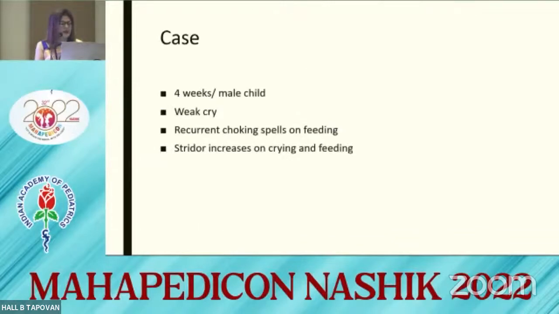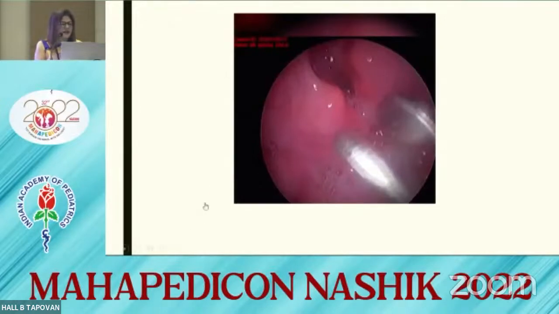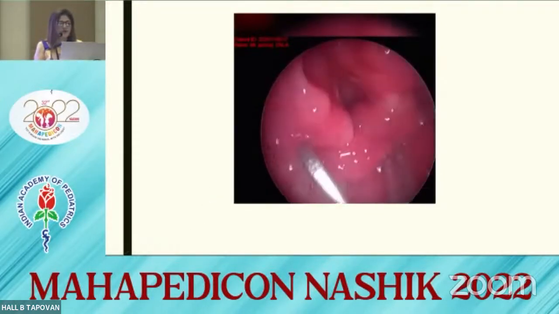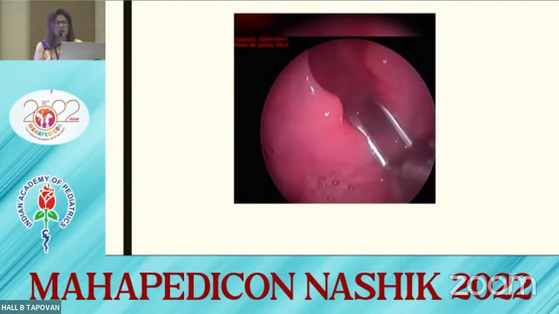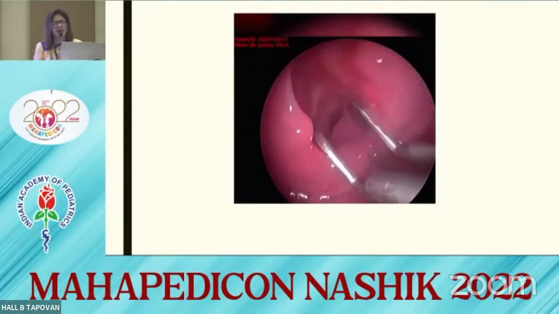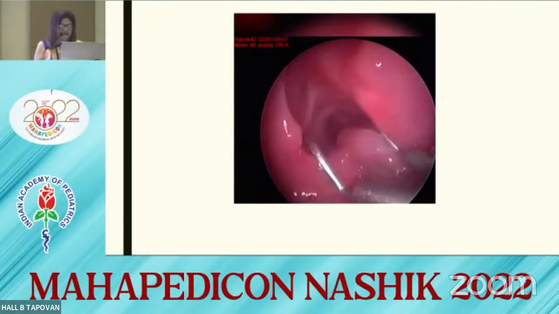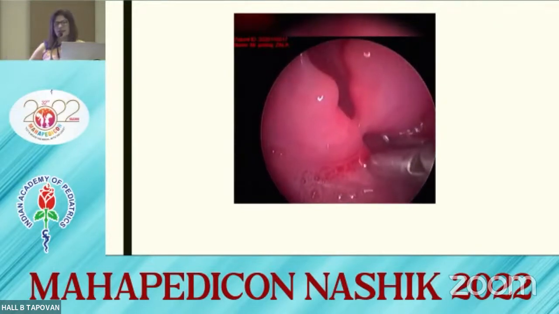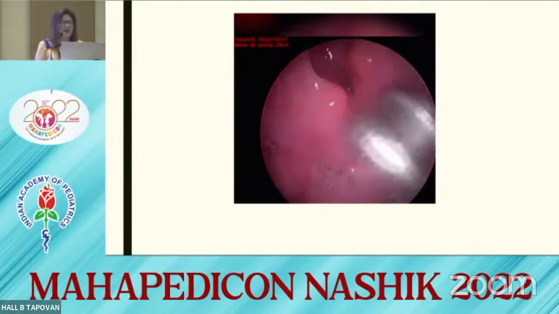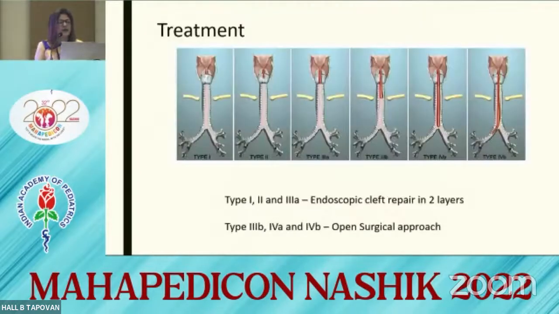Now, this was a kid who had choking spells and stridor. And this is my last video, and I will be done after this. So this is what they're trying to show you. This is by a rigid bronchoscope, which is done by my ENT colleague. This is a laryngeal cleft. So you can see there is the gap between the interarytenoid areas. So sometimes you get laryngeal clefts, and these are your grades of cleft, which generally require surgical repair.